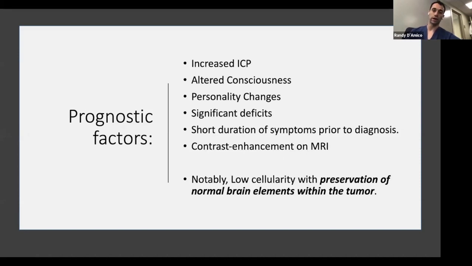So the minute you start getting leaky blood vessels, which is how contrast works in an MRI, it typically means that the tumor has changed or is changing. Now, again, I mentioned this before, and this is a key thing to understand. These are low cellularity tumors, and they preserve normal brain.